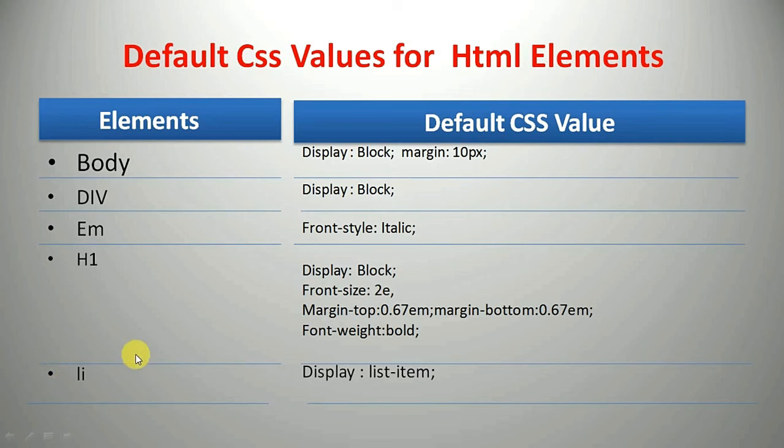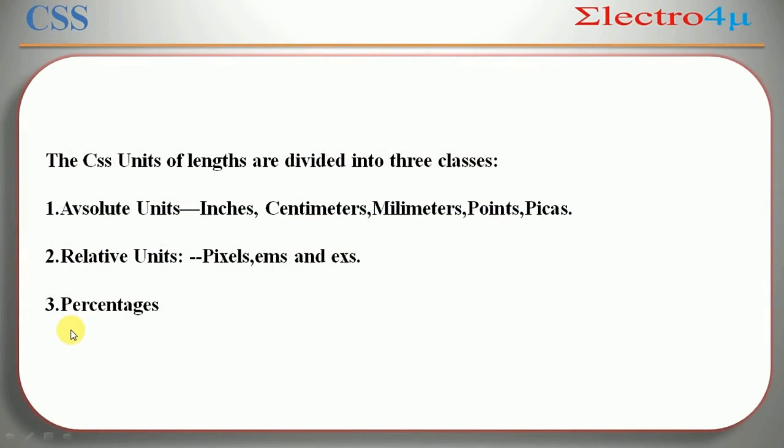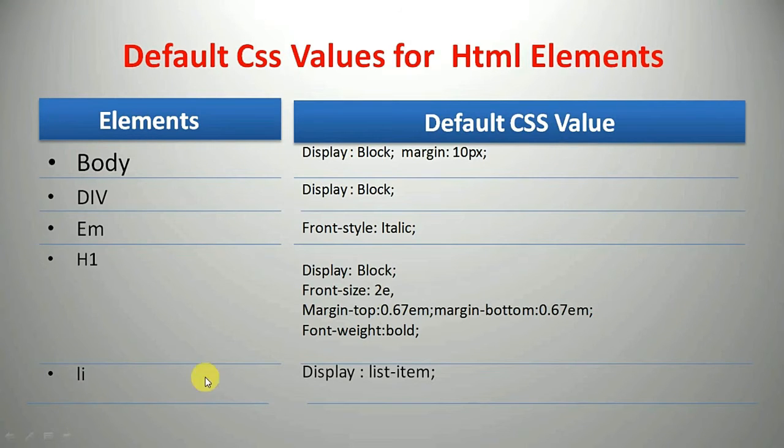Li means list. I already covered this in the HTML lecture. Hope you understand this thing. And the display is list item, that's why the list items come one by one.